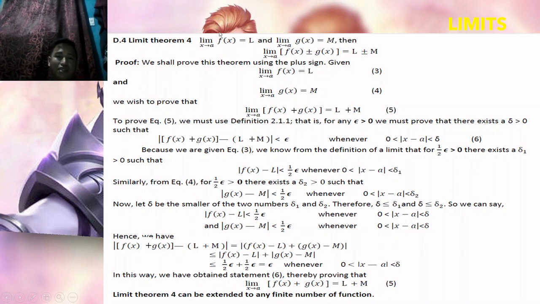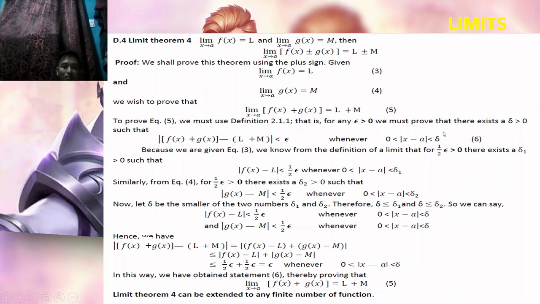Given that the limit of f of x is L, and the limit of g is m, we wish to prove that the limit of f of x plus g of x is equal to L plus m. To prove equation 5, we must use the definition. For any epsilon greater than 0, we must prove that there exists a delta greater than 0 such that the absolute value of f of x plus g of x minus L plus m is less than epsilon whenever 0 is less than the absolute value of x minus a, which is less than delta.